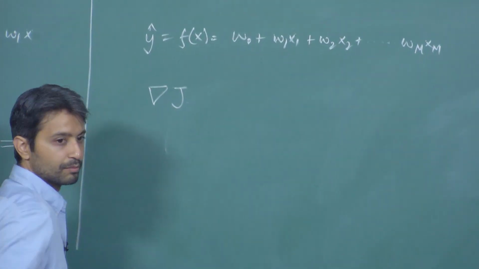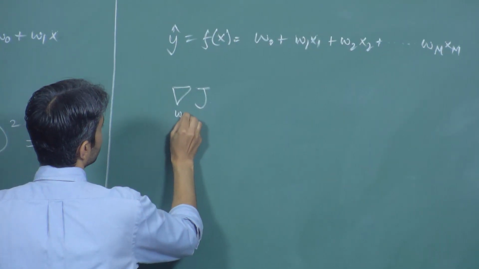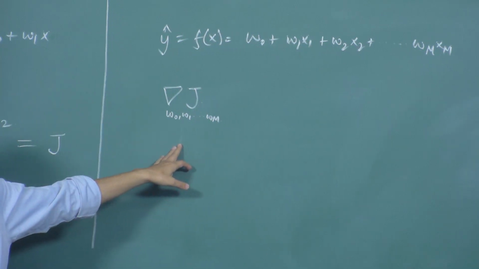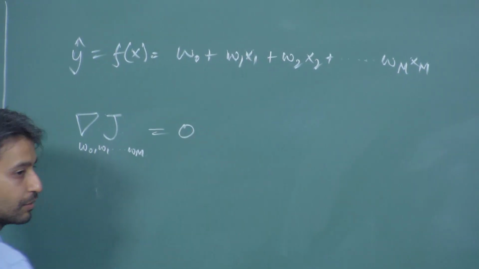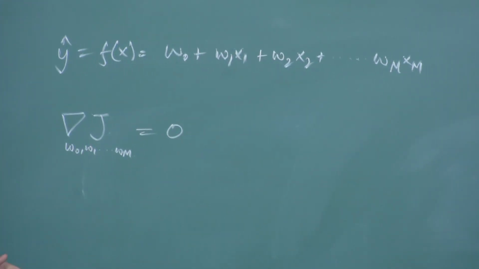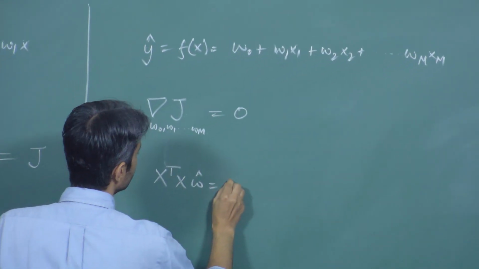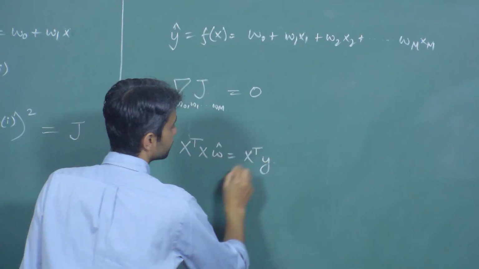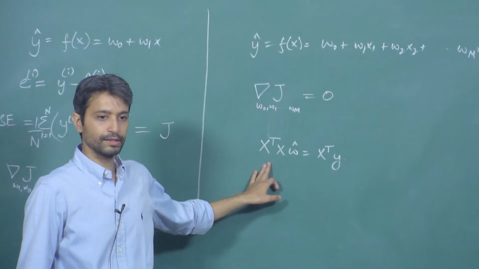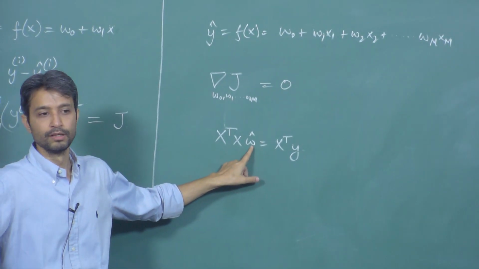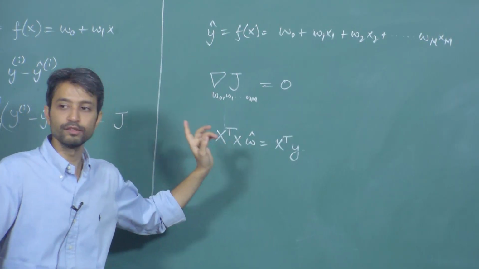I will differentiate my cost function the same way, but now I need to write w0, w1 up till wm. So basically I have m differential equations, all of them equal to 0. If you solve this, there are different ways by which you can solve it. We can also use linear algebra to solve it. And when you solve it, this is the solution that you will get: X transpose X w cap equals X transpose y. So what is my X here? It's the X matrix, transpose X matrix, w cap. W cap is my weight vector. So what is the weight vector?